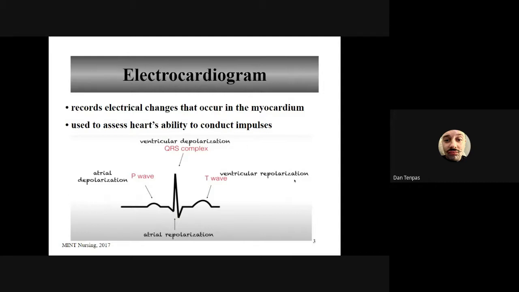So just to go through the basics of the image that you usually see, we have a P wave, which is going to be down here. That's going to be atrial depolarization. It's going to cause atrial contraction during that period. Then we have the QRS complex, which is our largest peak here. That's going to be ventricular depolarization, causing contraction or systole of the ventricles. And then eventually we reach our T wave, which is ventricular repolarization.